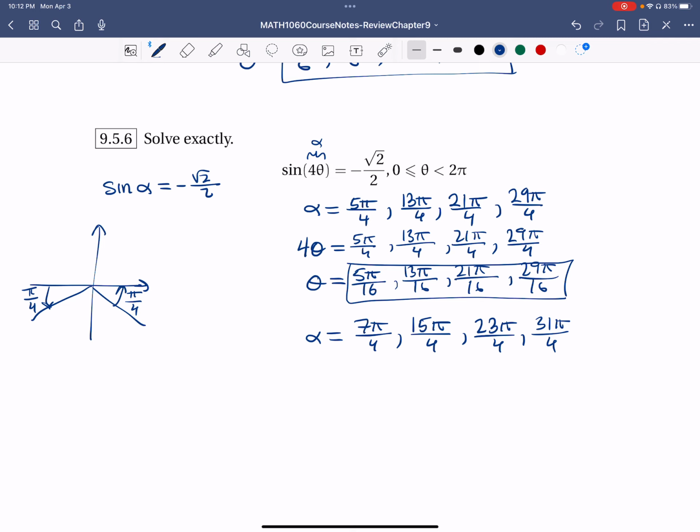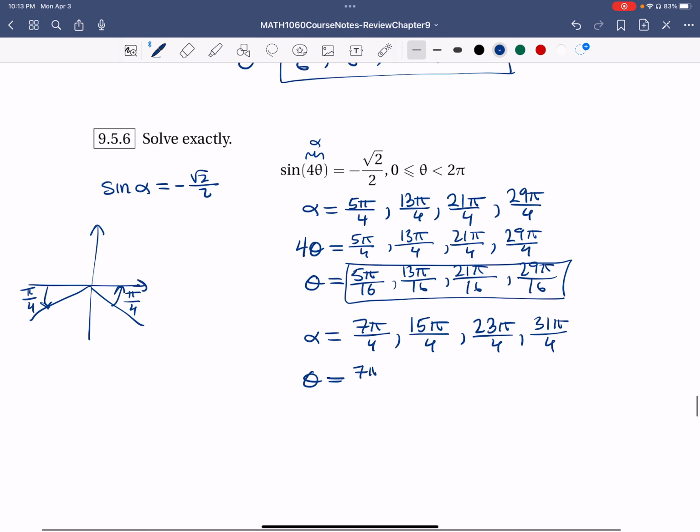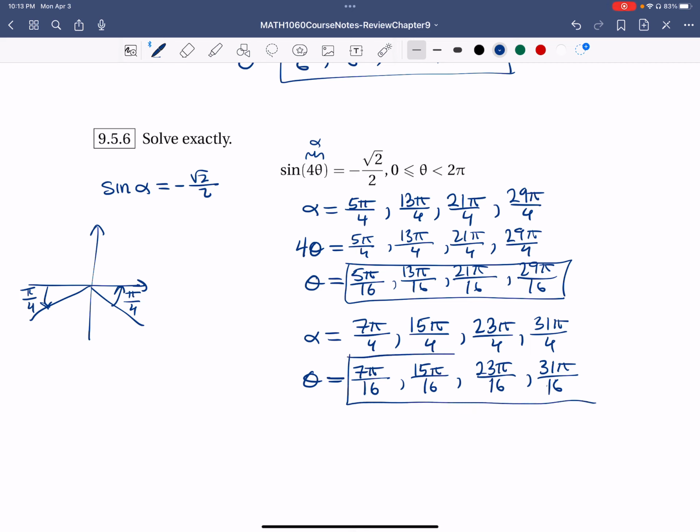Okay, so when I write this out, I could get 4 theta equals each of those, and then divide by 4 like we did last time, and we're going to get theta equals 7 pi/16, 15 pi/16, 23 pi/16, and 31 pi/16. And now those are the possible solutions for that. Okay, so we have 8 total solutions in between 0 and 2 pi, and 4 of them came from our first angle for alpha, the other 4 came from our second angle for alpha.